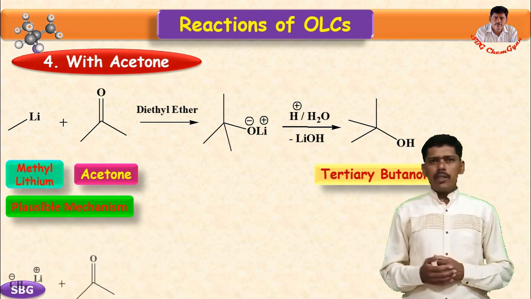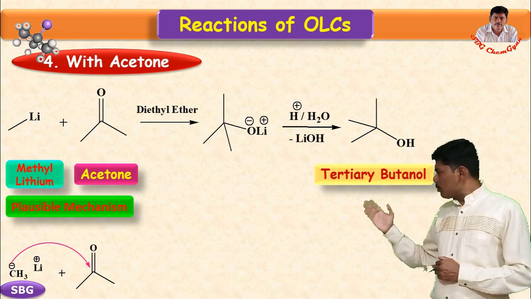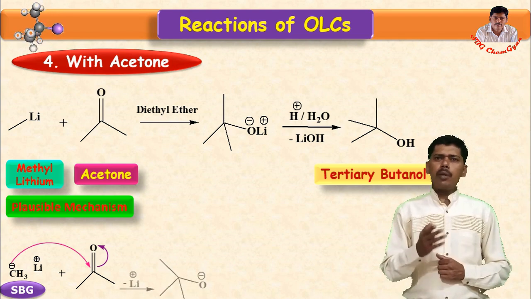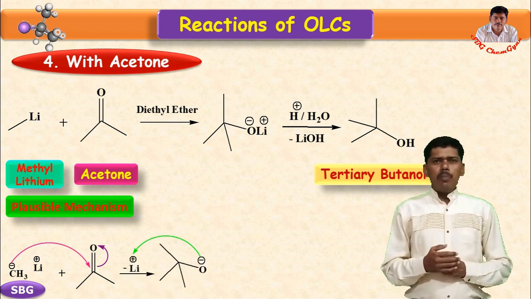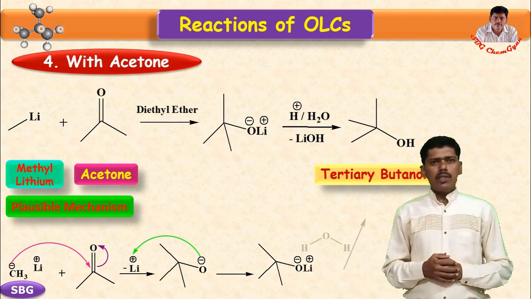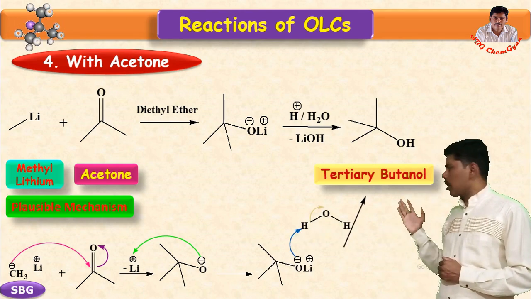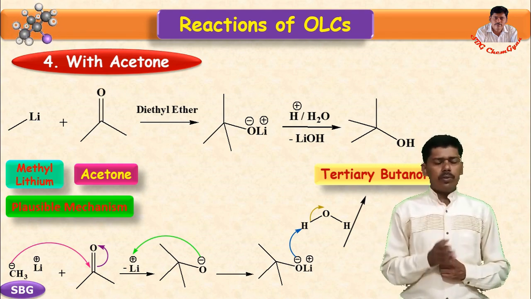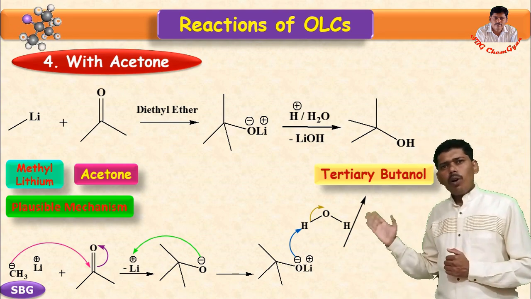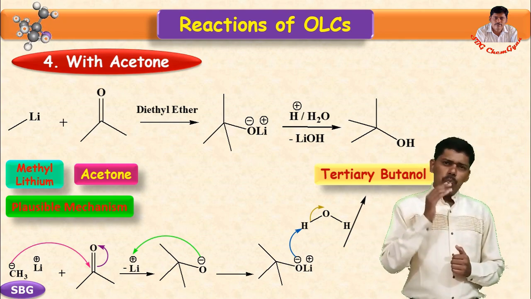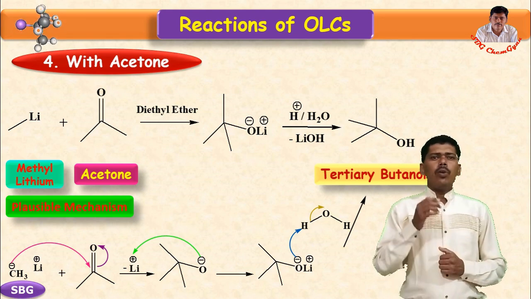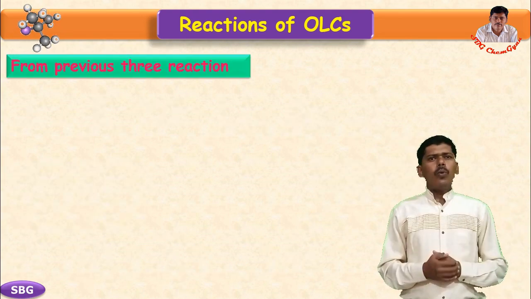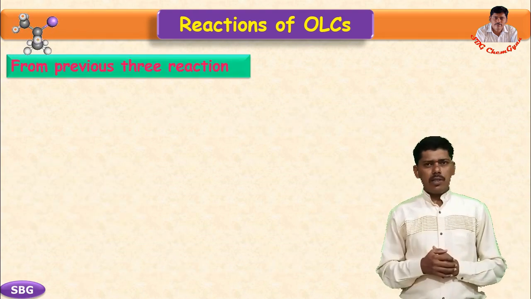In the possible reaction mechanism, we can see the nucleophilic carbon of methyl lithium attacks the carbonyl carbon of acetone, forming an intermediate compound. In the next step, the prepared complex molecule on hydrolysis with dilute mineral acid gives the product. In this step, the complex ion attacks a proton, that is H plus ion, and with the loss of lithium hydroxide forms tertiary butanol.